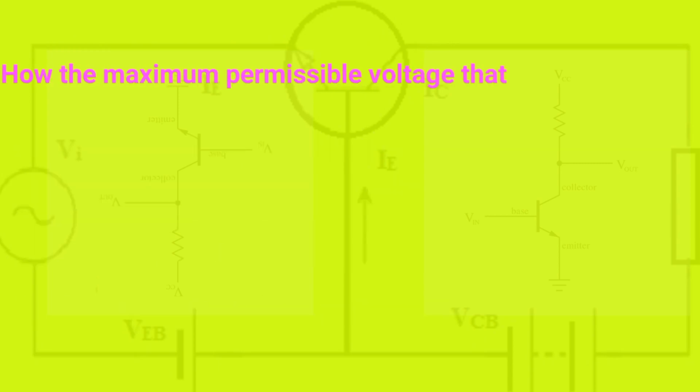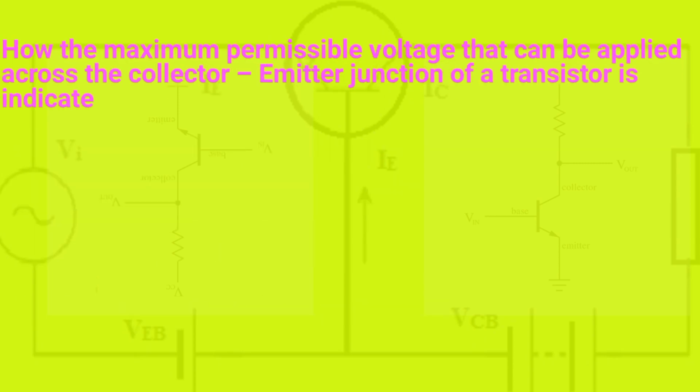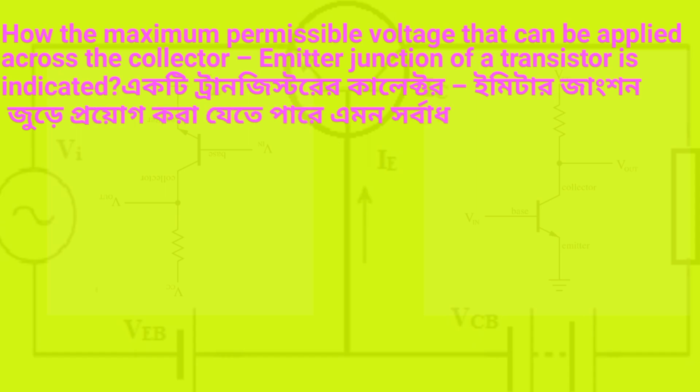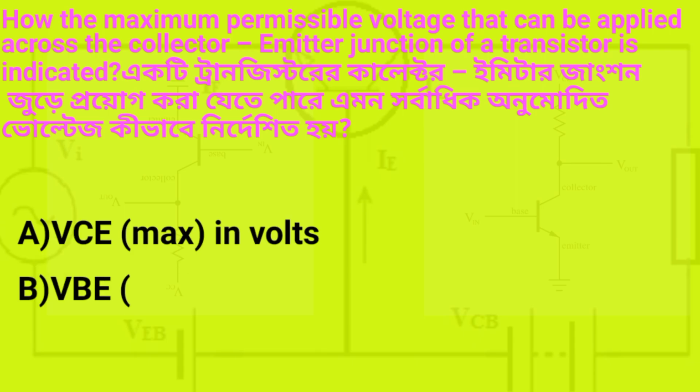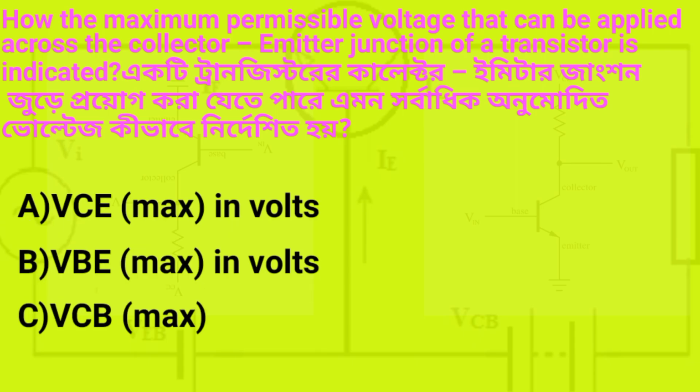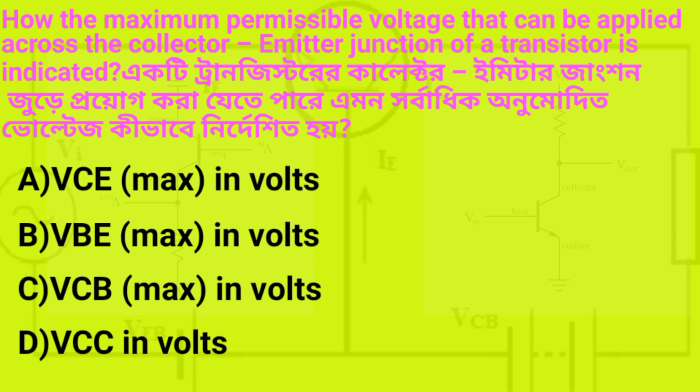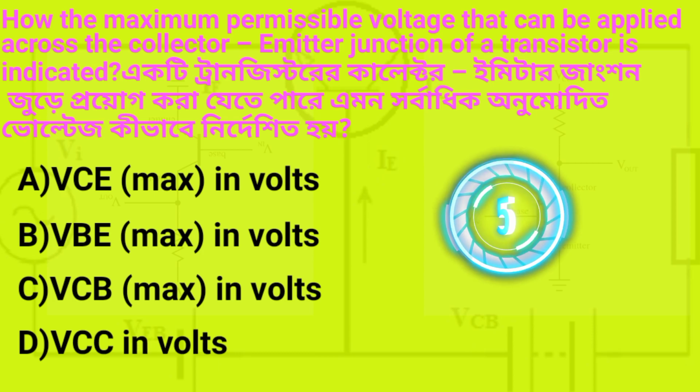How is the maximum permissible voltage that can be applied across the collector emitter junction of a transistor indicated? Option A VC in volts, Option B VBE in volts, Option C VCB in volts, Option D VCC in volts.